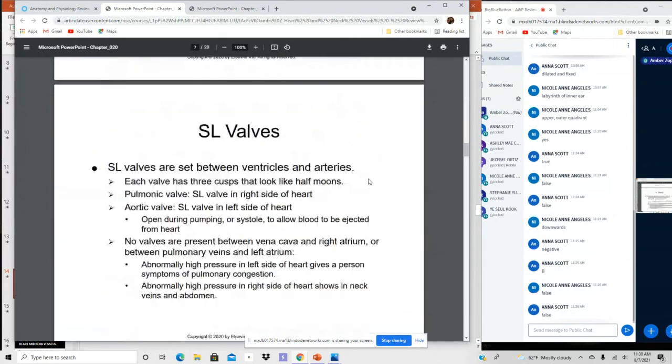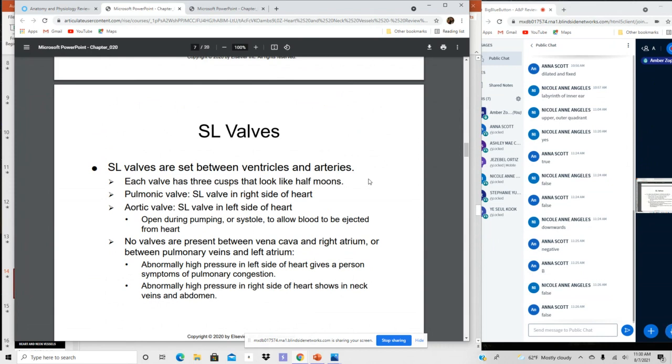The semilunar valves are valves that are set between the ventricles and the arteries. Each valve has 3 cusps that look like half moons. The pulmonic valve is the semilunar valve in the right side of the heart, and the aortic valve is the semilunar valve in the left side of the heart. They are open during pumping or systole to allow blood to be ejected from the heart.